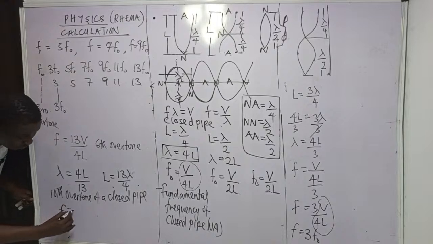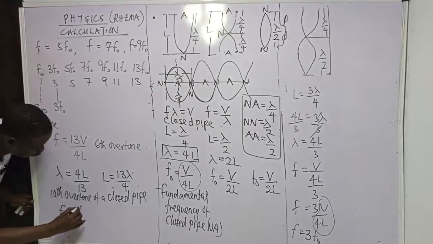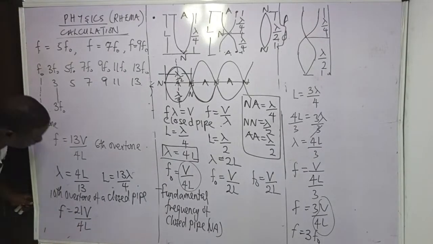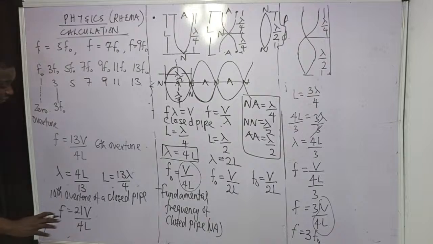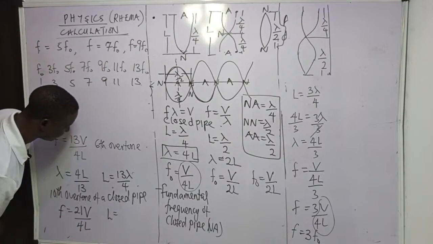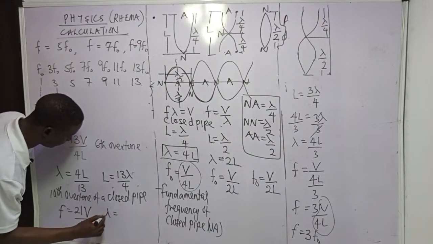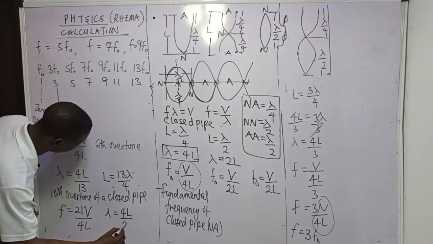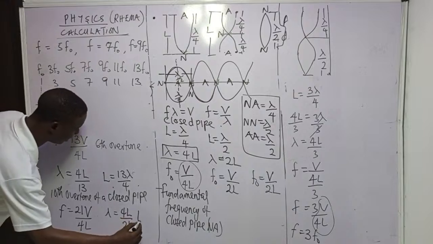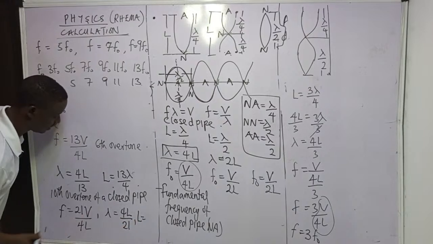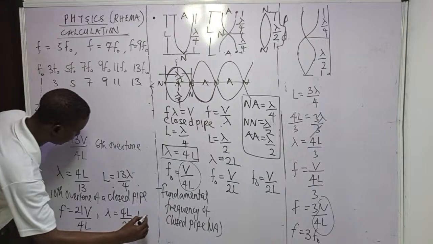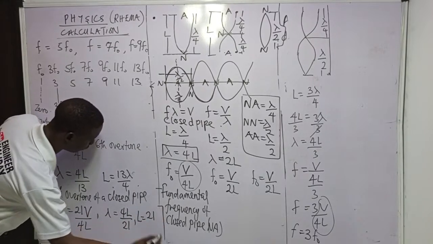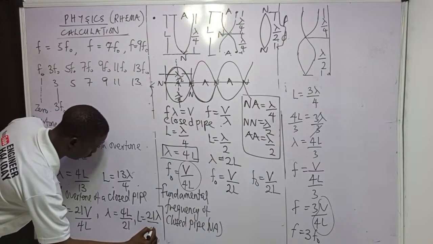F will be what? 21 V over 4L. That is frequency. What about the length? I mean the wavelength. 4L over 21. Then what is your length, class? 21 lambda over 4.